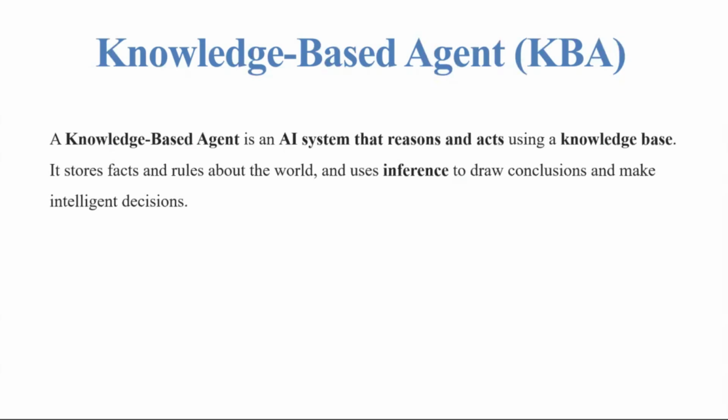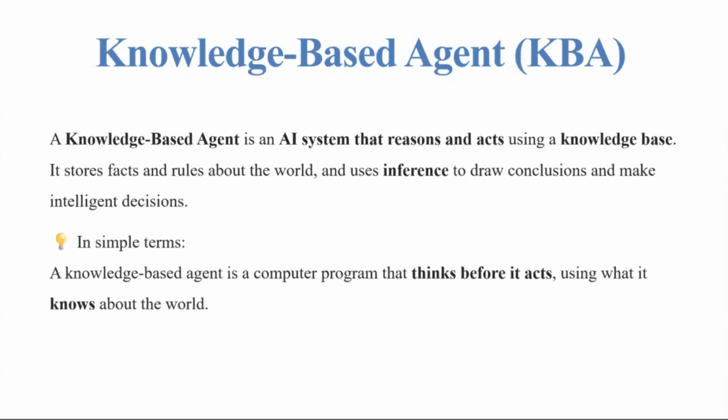So how does a knowledge-based agent work? Let's understand the working of a knowledge-based agent step by step. The first step is to observe the environment. The agent collects information using sensors or receives input from the user. For example, a weather app detects the sky is cloudy, a chatbot receives a customer question, or a self-driving car detects a red traffic signal, and this information becomes input to the agent.